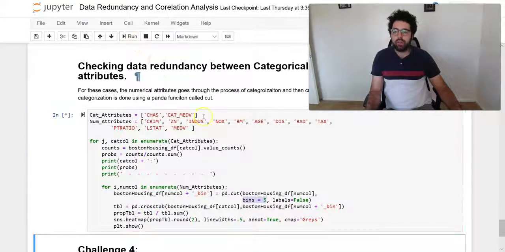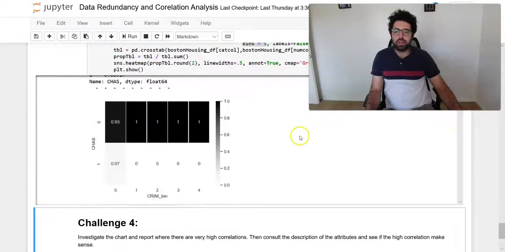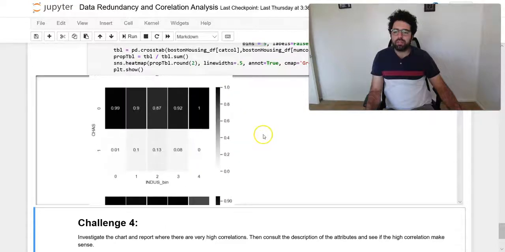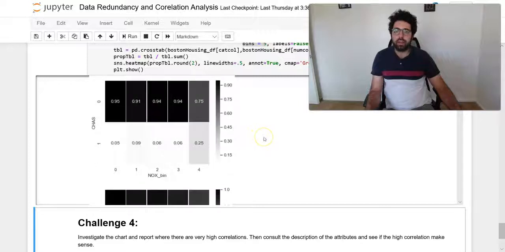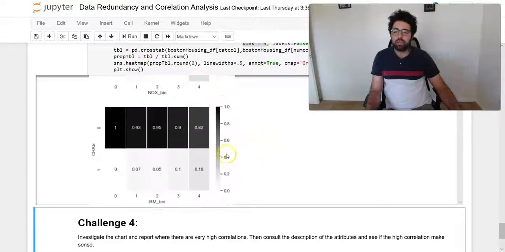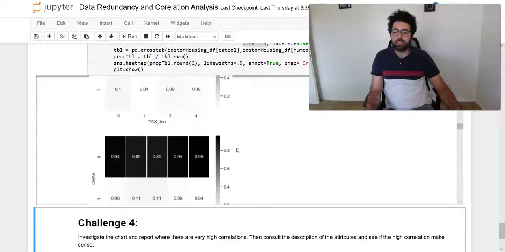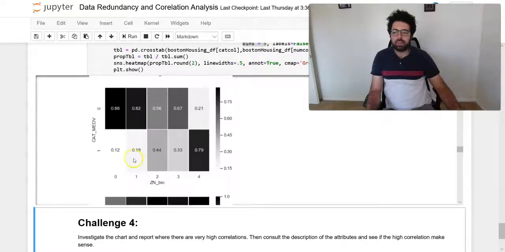Once I run this code, now I can see a lot of different contingency tables, using heat maps to show them. And I can see that most of these do not have a very high relationship. One thing you want to do is study all of these contingency tables and see if you see relationships within them. One of them that does have a relationship is this one.